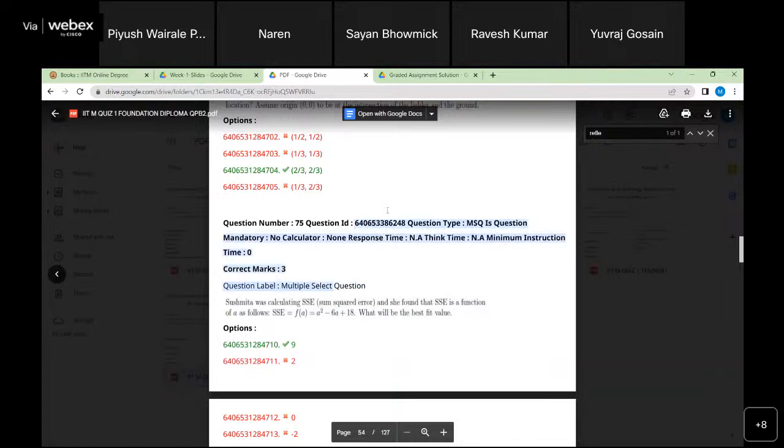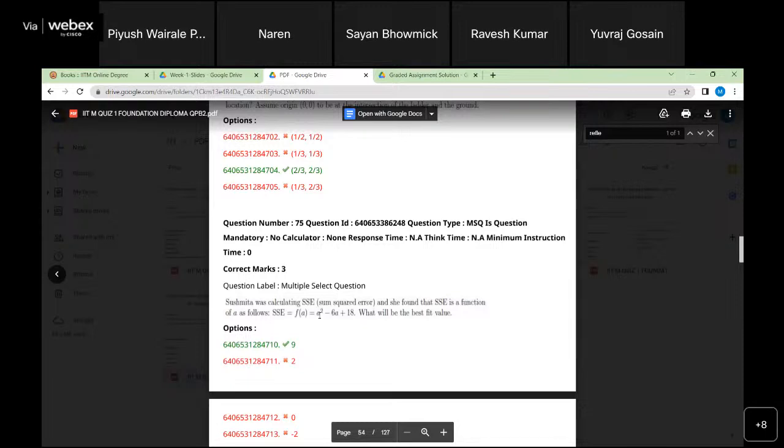So we know that for an upward parabola, the minimum value of SSC we will get at the vertex point, which is the x coordinate, I mean minus b by 2a, right? We need to find that minus b by 2a for this equation, and feed that to this function, f of minus b by 2a. That would be the best fit value, na sir?